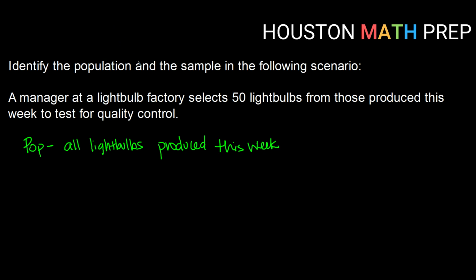Now, for whatever reason, we can't test the quality of all of the light bulbs produced this week. Maybe our testing destroys them, or maybe we produce millions of light bulbs in a week and it's just not feasible. So instead we have to work with a sample, and so the sample would be the light bulbs that we actually do pull out of this population and test. And so that would be the 50 light bulbs selected. So our sample here would be the 50 light bulbs.